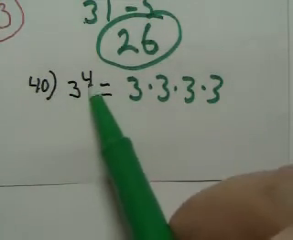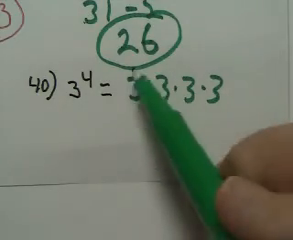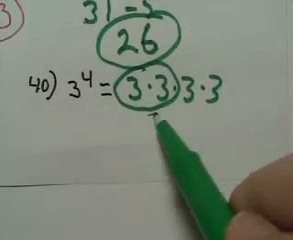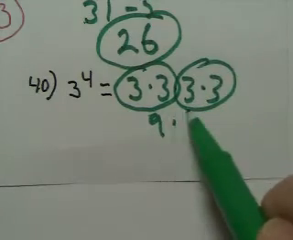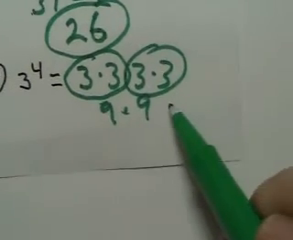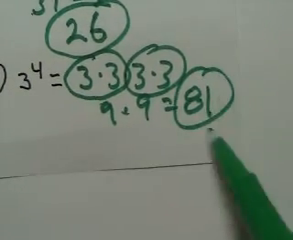Number 40, they have 3 to the 4th, that's 4 3s. And 2 of them make 9. So I have 9 times 9, that's 81. 81 is the answer.